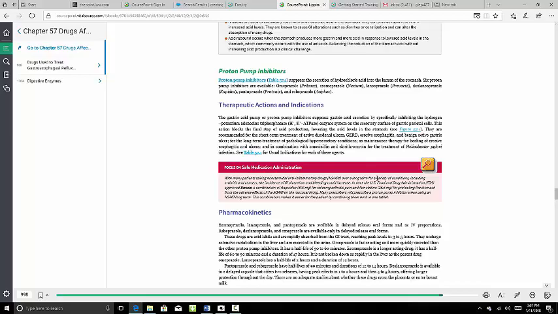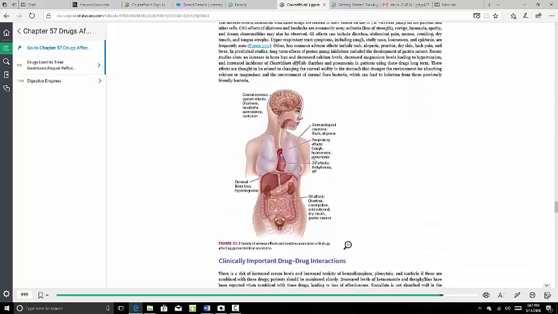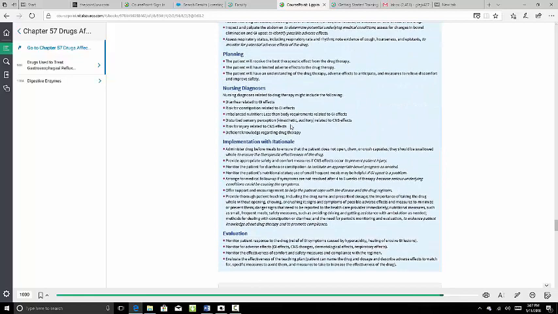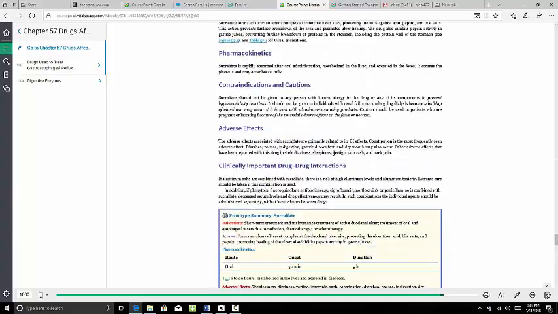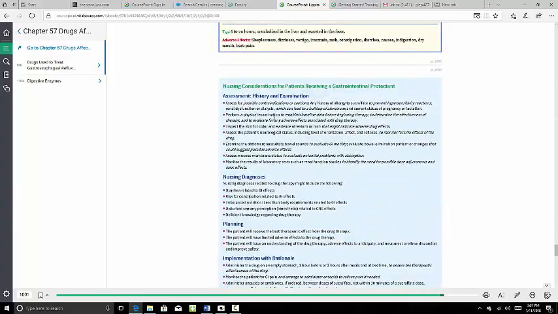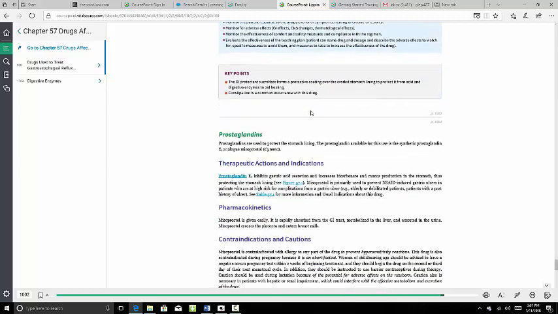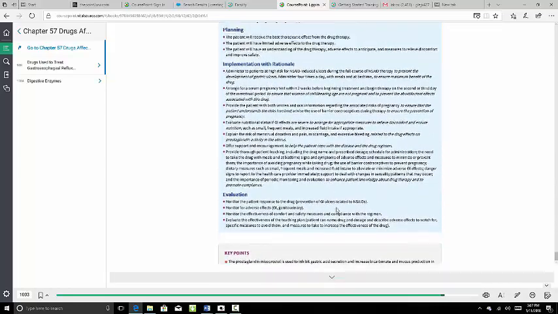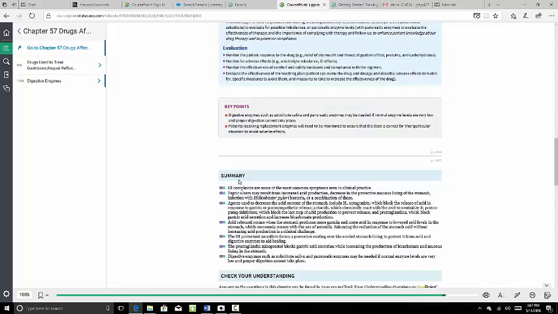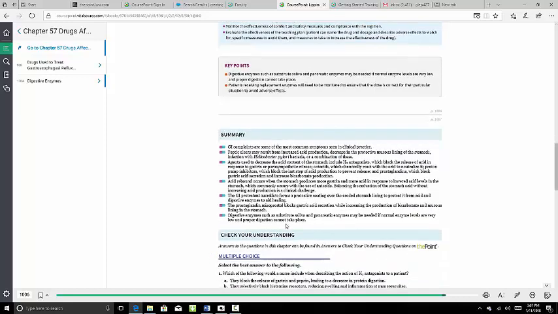I told you about the diagrams. Then at the end of every chapter, here's some more great diagrams. Nursing considerations for patients receiving proton pump inhibitors. Yes, you're going to read that, and I'll tell you more about that in a minute when we get to our GI drugs. Key points, and then we'll go to the end of the chapter. Summary. This is a summary of the entire chapter. Read this, and then go through.